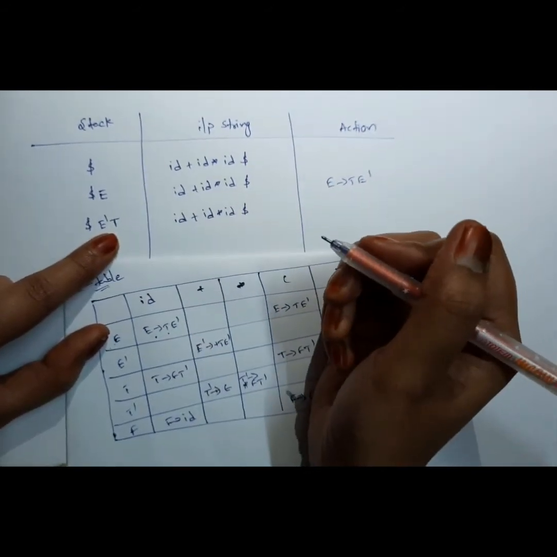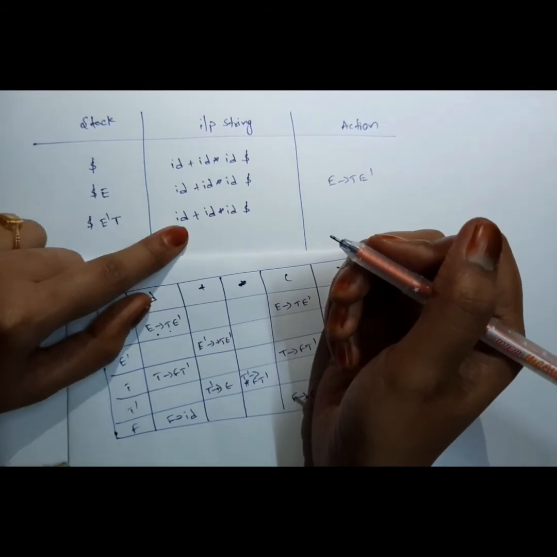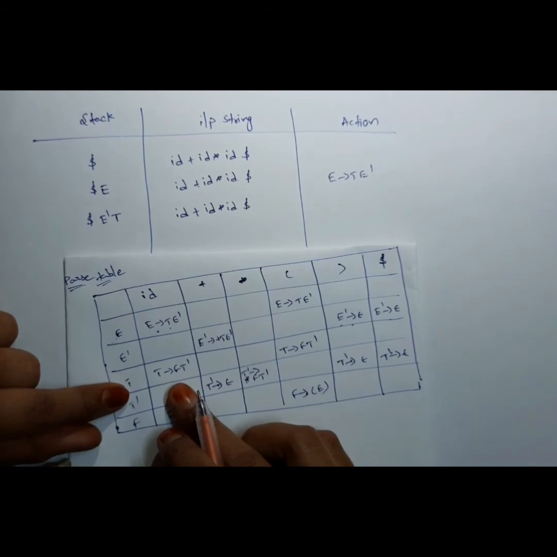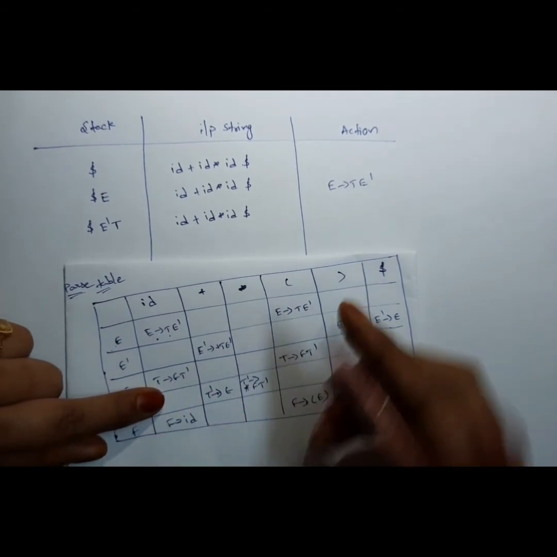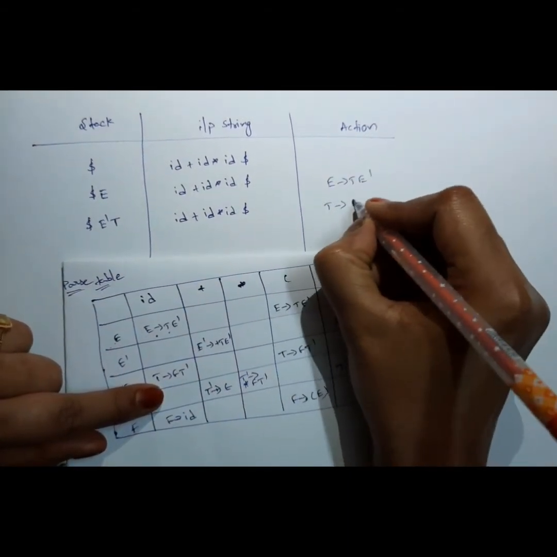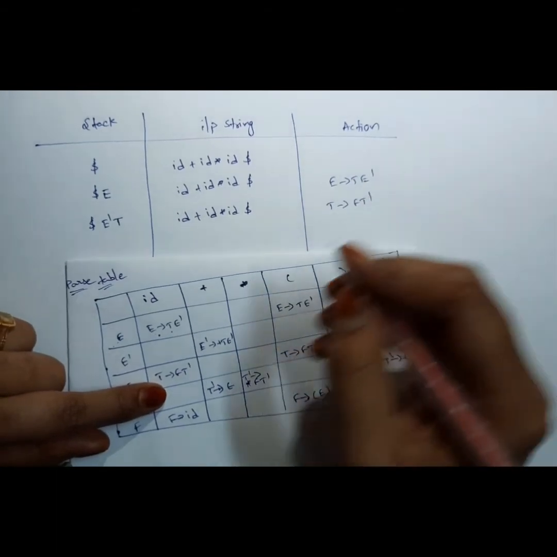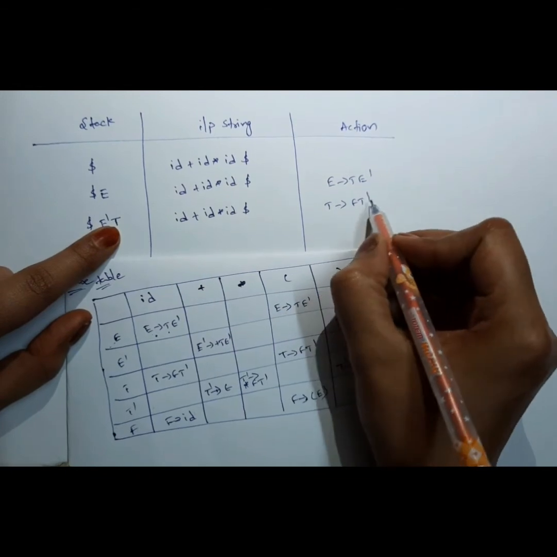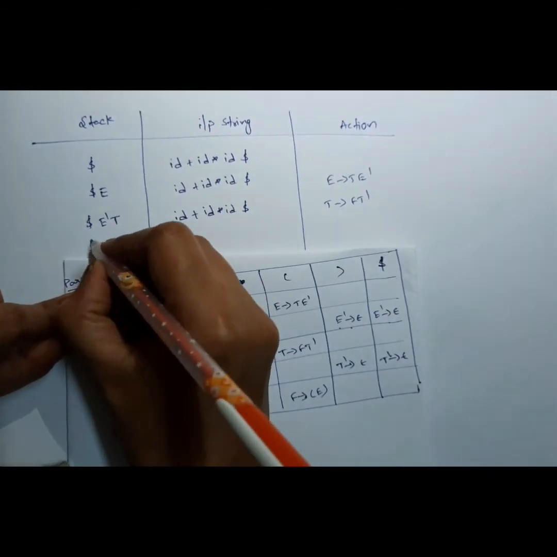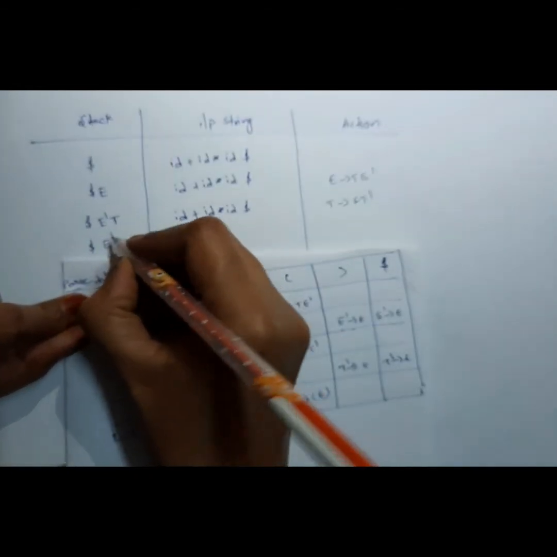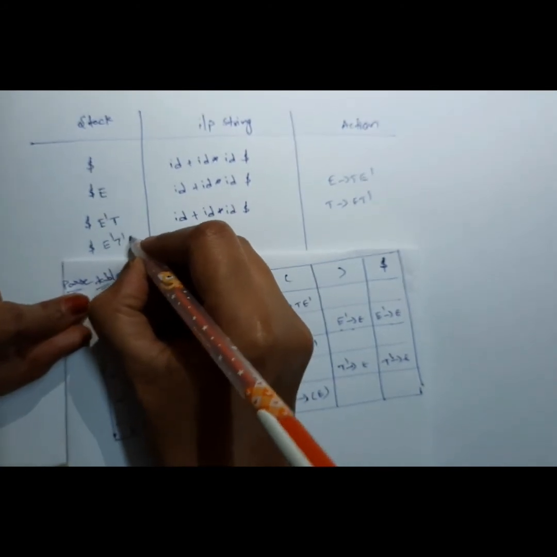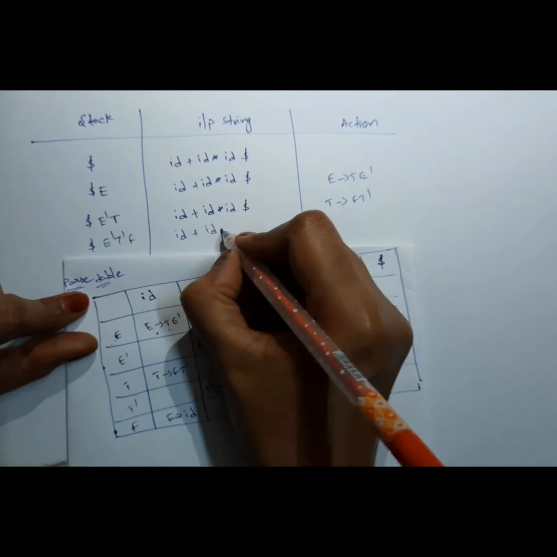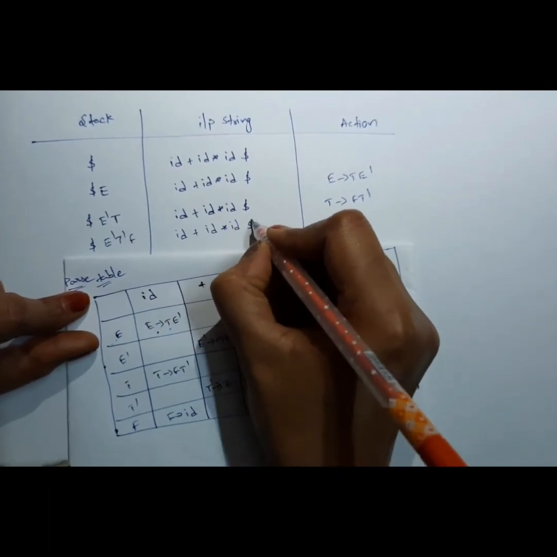Now I am checking T on ID. T on ID, we have a projection T derives F T dash. Now I am replacing T with this projection F T dash. Dollar E dash T dash F. The input string remains the same as there are no changes in this input string.